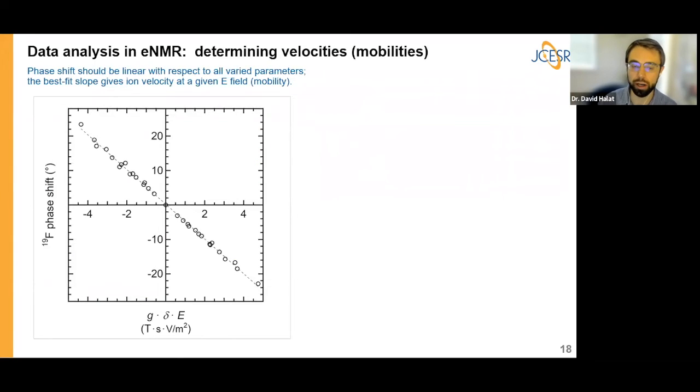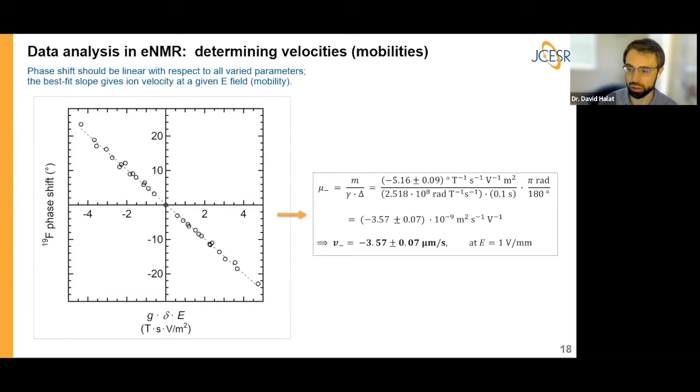Okay, so what do we do then? Well, we repeat this entire process for a series of gradient strengths, G, gradient pulse lengths, little delta, and electric fields, just to gain confidence that the velocities that we measure don't depend on any of these parameters. And what we do is to plot the phase shift versus all of these things. A linear fit here is going to give us confidence that we're measuring bona fide ion migration, and the slope of this best fit line is directly proportional to the ion mobility. It can be converted to an ion mobility if we divide by the length of the electric field pulse that we're applying, as well as the gyromagnetic ratio gamma. And then, of course, we have to convert from degrees to radians in that case.